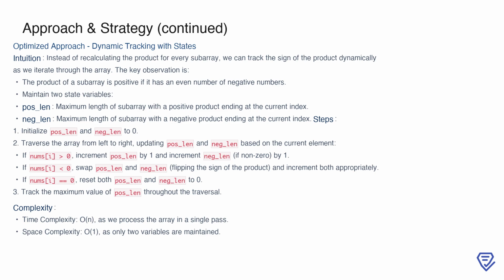Recognizing the limitations of the brute force approach, we can optimize the solution by dynamically tracking the product's sign as we traverse the array. The key observation here is that the product of a subarray is positive if it contains an even number of negative numbers.